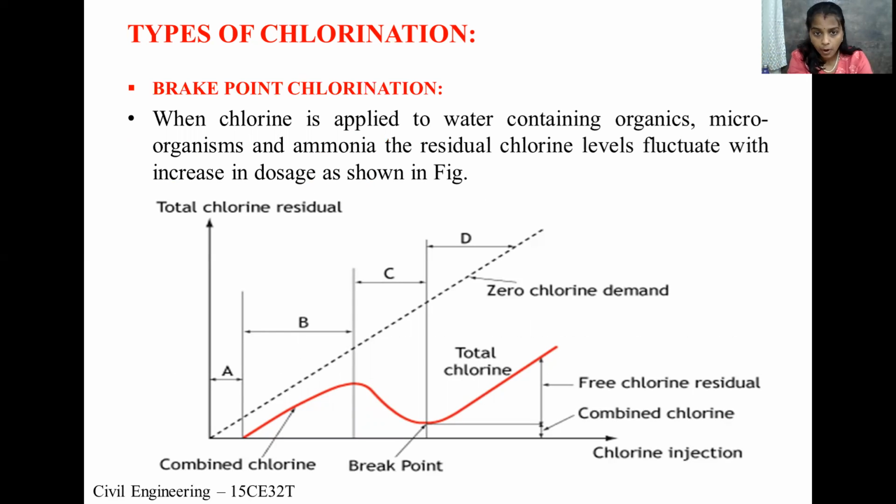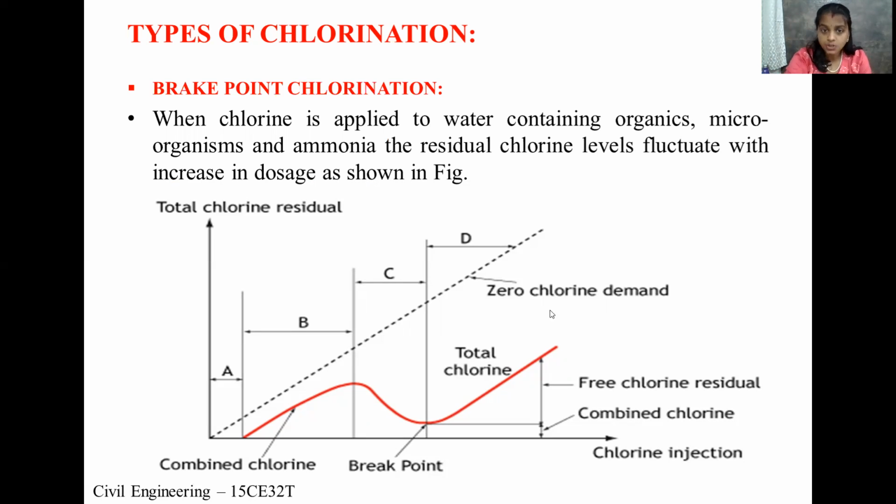Next is this breakpoint chlorination. When the chlorine is applied to water containing organic matter, microorganisms, ammonia, the residual chlorine levels fluctuate with increase in dosage as shown in the figure. See, whenever we apply more chlorine to water, the residual chlorine dosage also will vary. If we apply more chlorine, then the residual chlorine will also be more. So as shown in the figure, the residual chlorine varies.